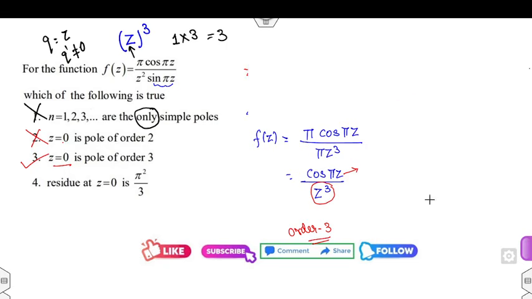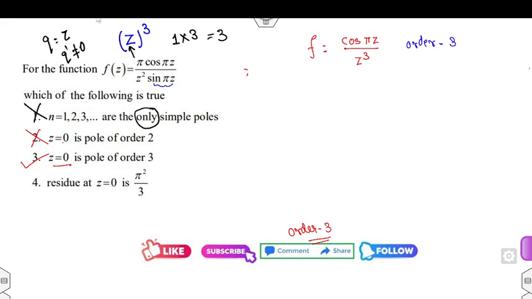Now you will obtain this expression. What is your f? Pi will be cancelled out: cos pi z over z cube. Now your target, this is the pole of order 3. So how can you find the residue? 1 over (3 minus 1) factorial, the second derivative of the remaining quantity, that is cos of pi z. If it is of the third order, then you have to find the second derivative.